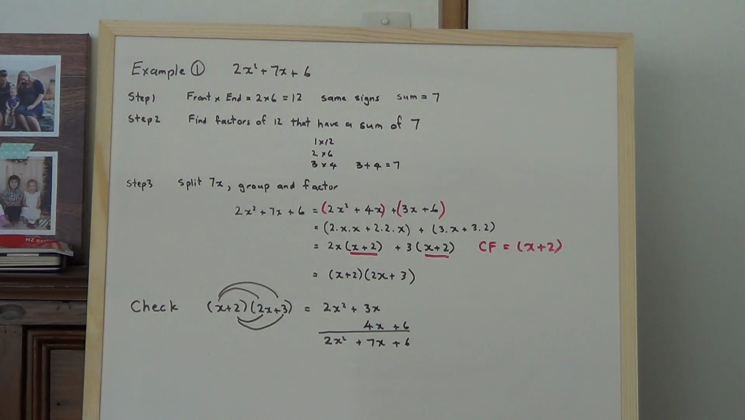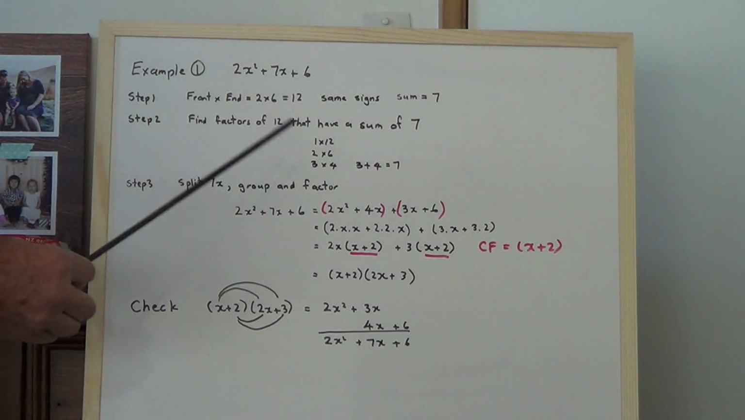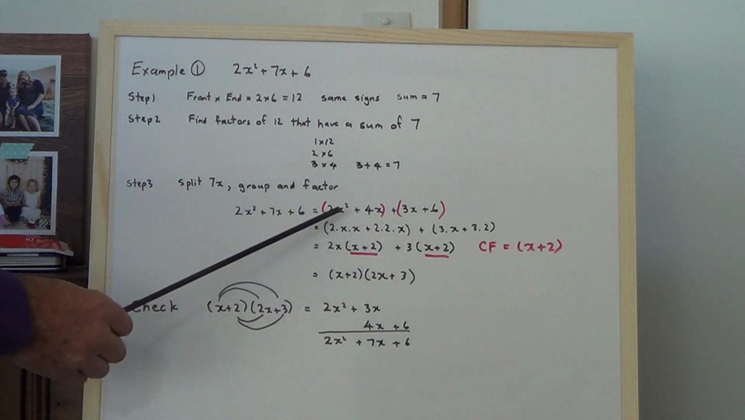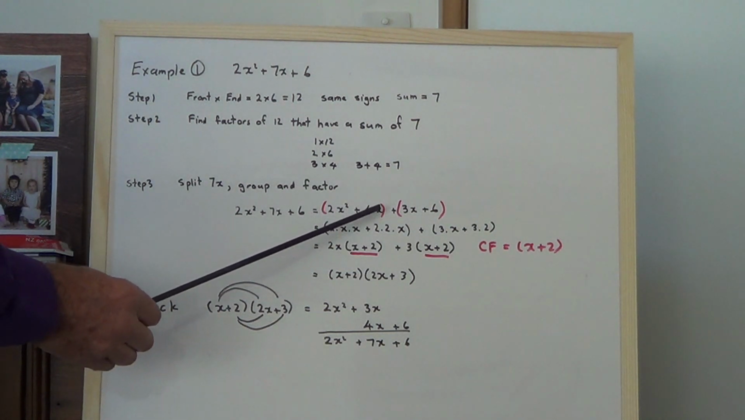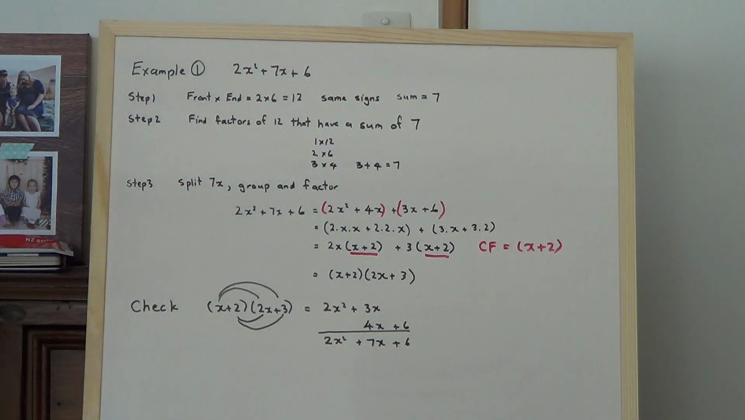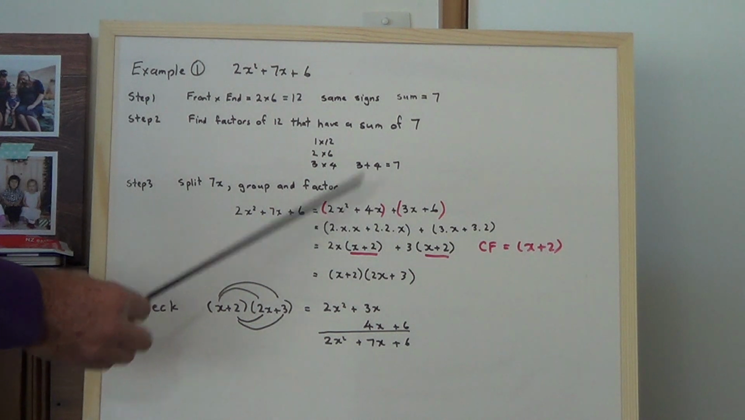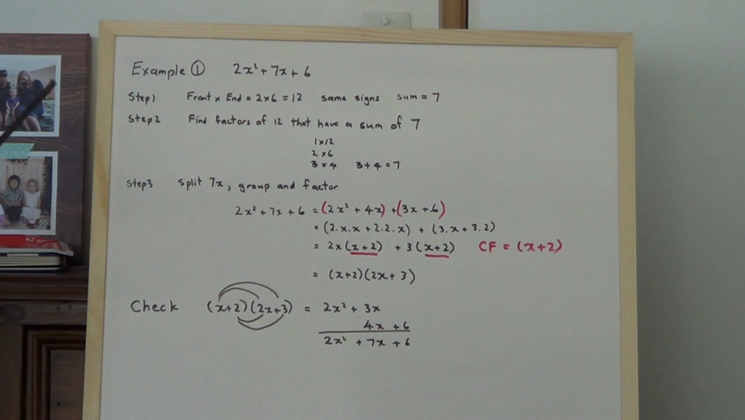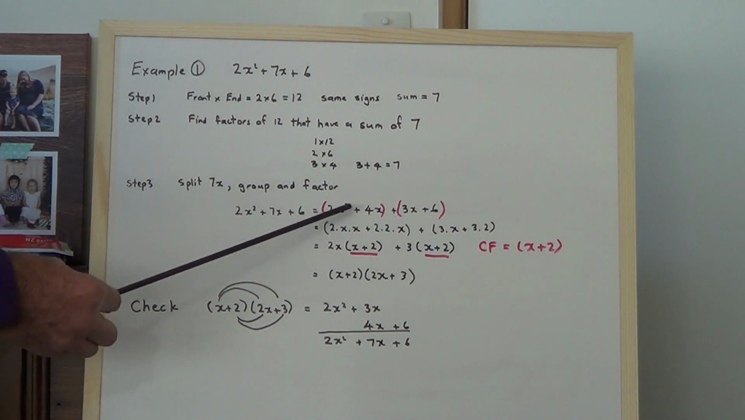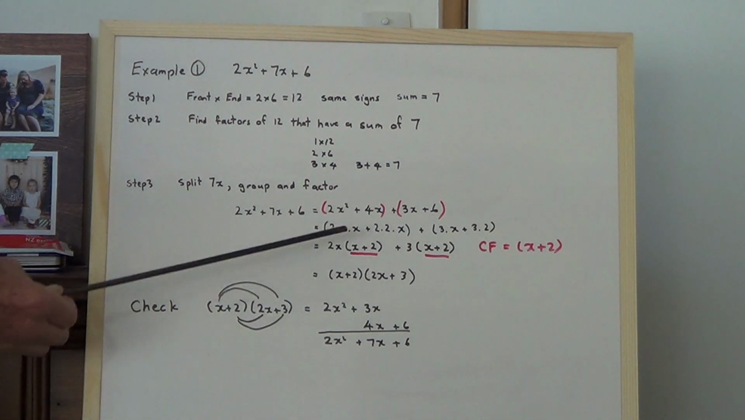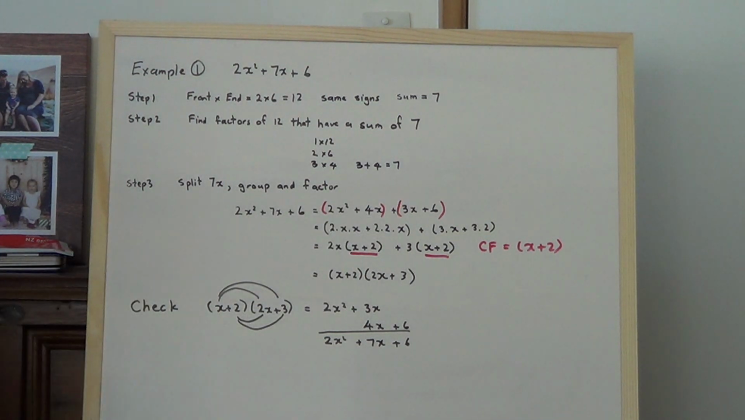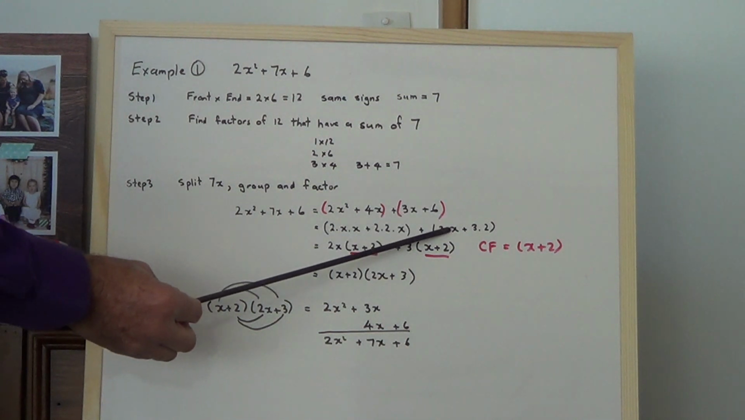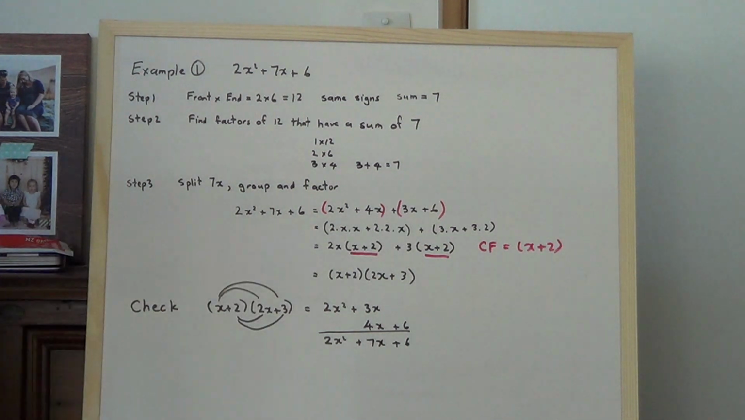That's the second step. The third step is we're going to split 7x, and we're going to split it into 3x and 4x. See? There's 2x squared plus 4x plus 3x plus 6, and we need to split it the right way. We've got to associate the 4 with the 2x squared. Right? Now we expand that out. 2x squared is 2 times x times x, 4x is 2 times x, and over there that's 3 times x, and that's 3 times 2.